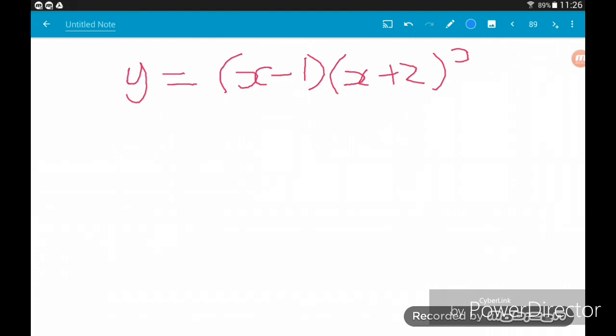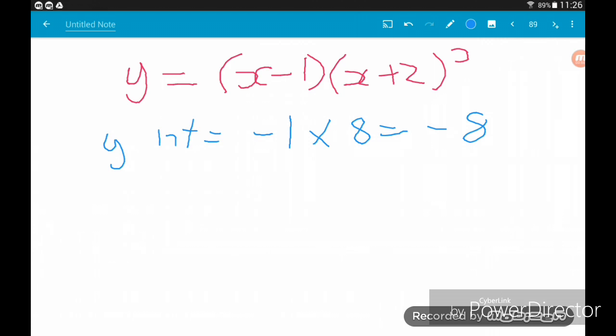So, let's first of all think about the y-intercept. So the y-intercept, well, that's going to be minus 1 times... Now, if we were to expand this, we'd be doing x minus 1 times x plus 2 times x plus 2 times x plus 2. So we'd get minus 1 times 2 cubed. So minus 1 times 8 gives us minus 8.